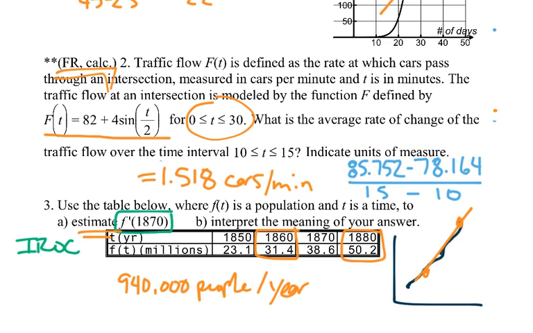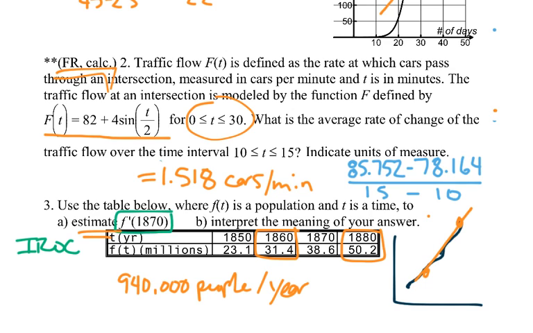And that goes some way in our interpretation answer. The meaning of our answer is that the population is growing at, and an estimate for the population growth in 1870 is about 940,000 people per year, but that's just an estimate. So that's the answer to number 3.